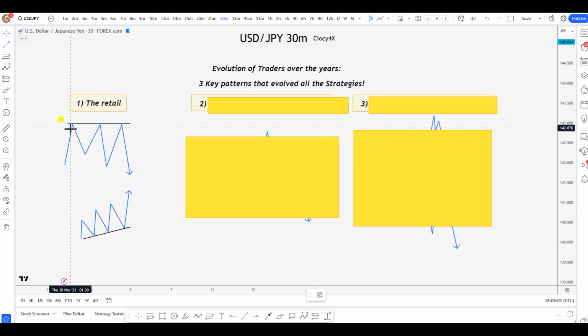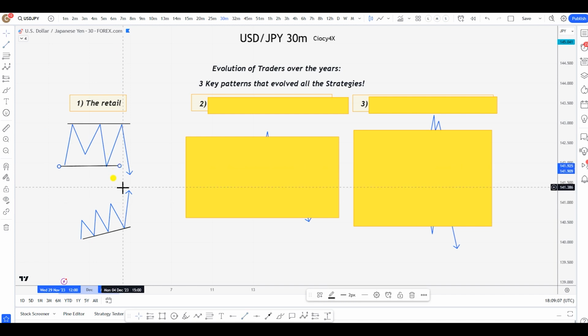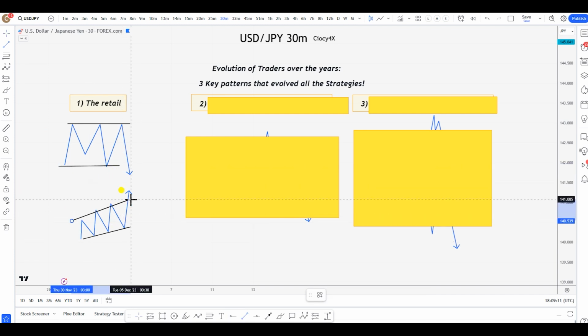So what are these patterns? Support, resistance, then you have the trend line, and also the channeling. Most of the traders at that time, let's say roughly 10 years ago, were all focused on this. Some of them were trading harmonic patterns, some were trading flag patterns, whatever you want to name it. However, over the next few years, let's say the last 5 years, something started happening in the market.